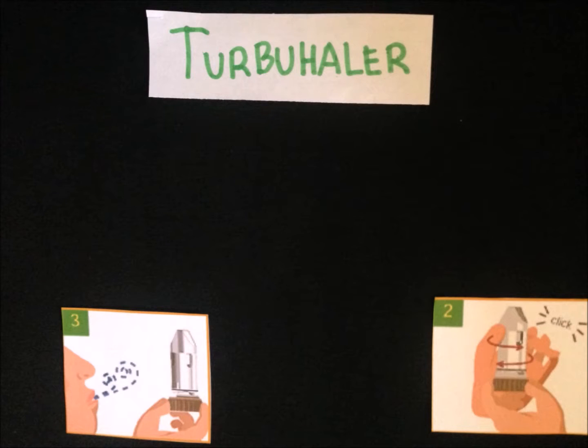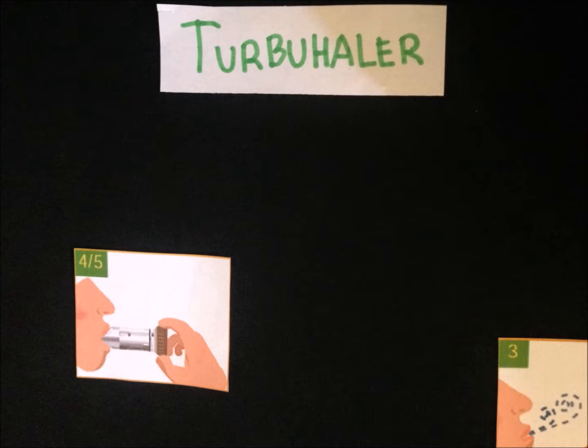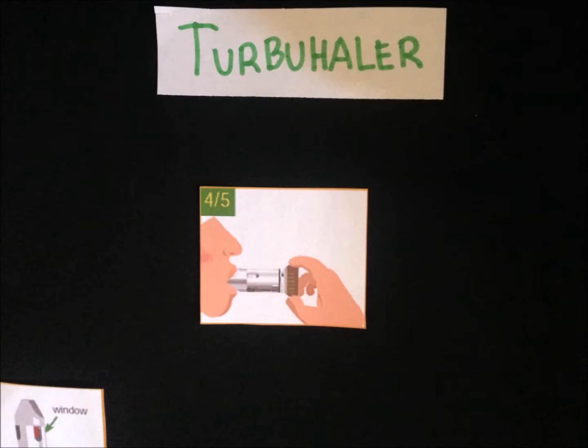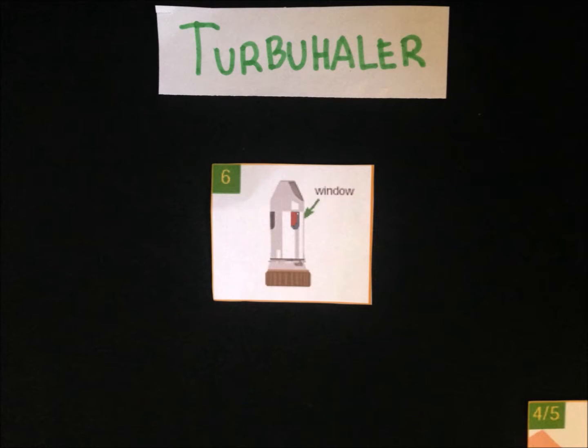Third, breathe out away from the device. Fourth, put the mouthpiece between your teeth and close your lips around it. Breathe in forcefully and deeply through your mouth, and then remove the tubular inhaler from your mouth before breathing out. Always check the number in the side counter window by the mouthpiece to see how many doses are left.